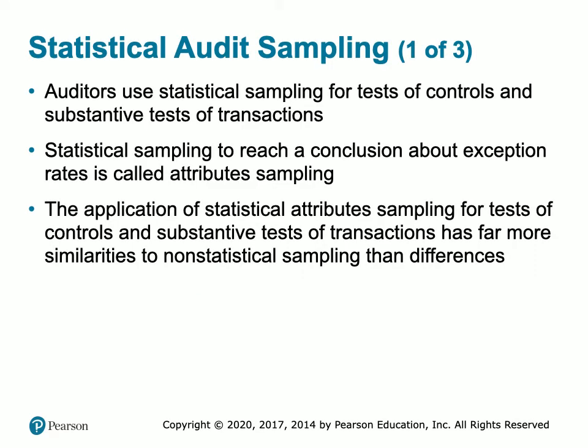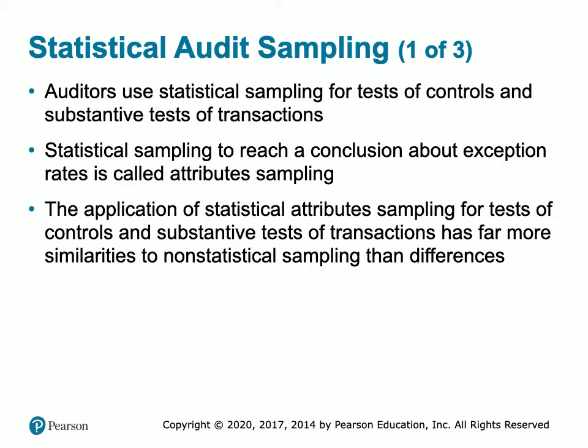So in statistical sampling, we'll use that for test of controls, test of transactions, test of balances. What we will reach is a conclusion either on error rate of attributes or dollar error rate of a population. And so it is a statistically valid conclusion. Now, when you find an error, you're going to have the actual error from the sample, and then you're going to have statistically projected error.